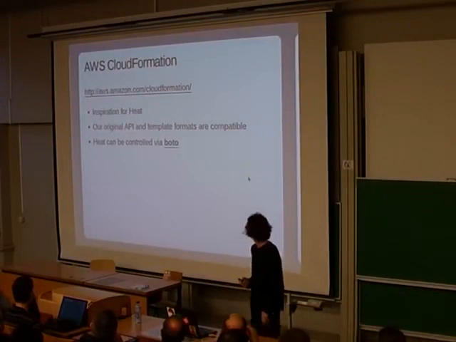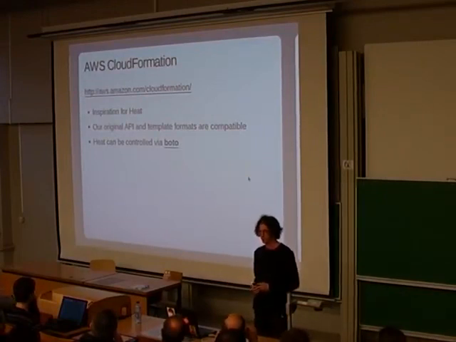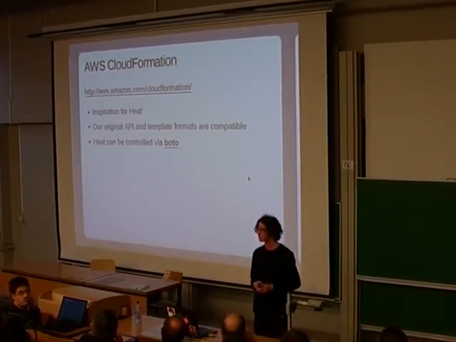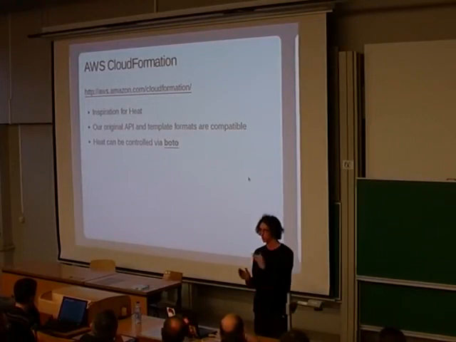Now, in case you're familiar with Amazon CloudFormation, Heat has been inspired by that very heavily. So from the beginning, we aimed to create the same API and the same template format, which allows existing customers of CloudFormation to move to Heat. And one good side benefit of that is that Heat can be accessed by Boto, which, if you're familiar with it, is a Python library that talks to all the different Amazon AWS APIs.